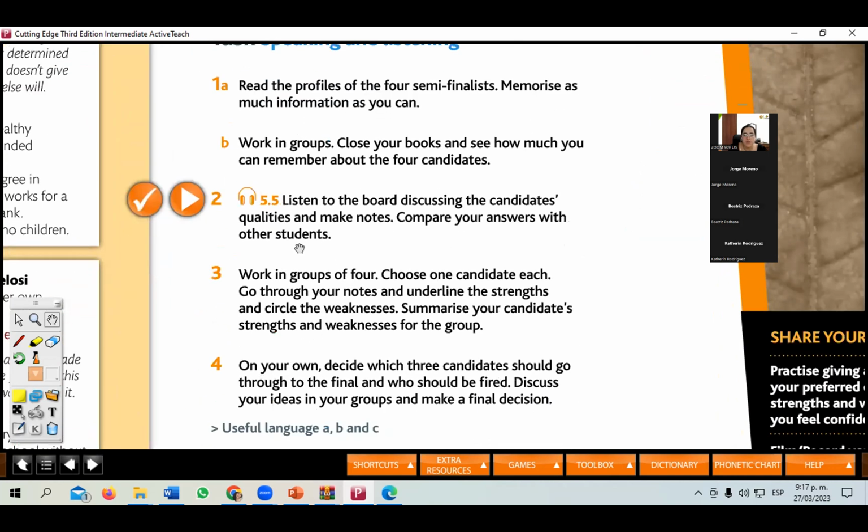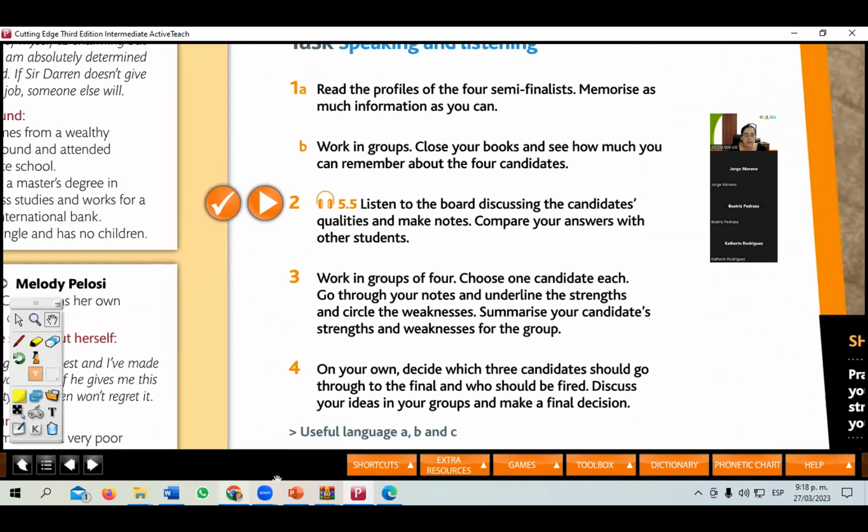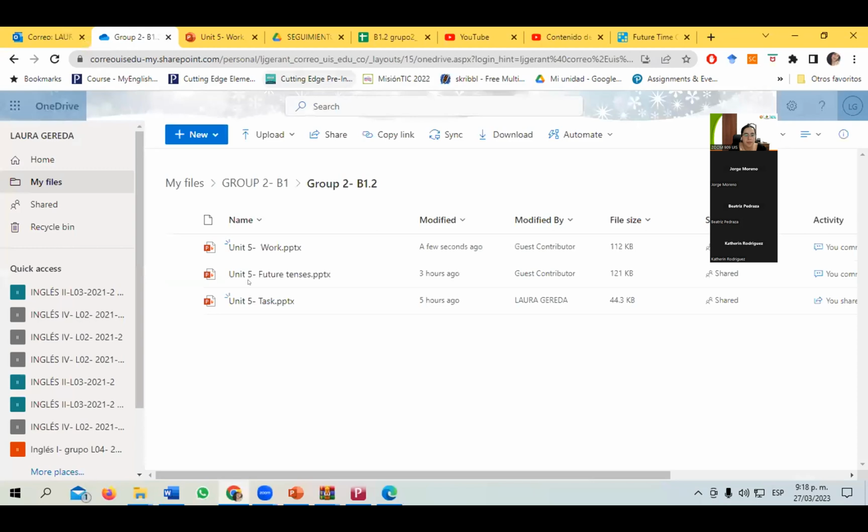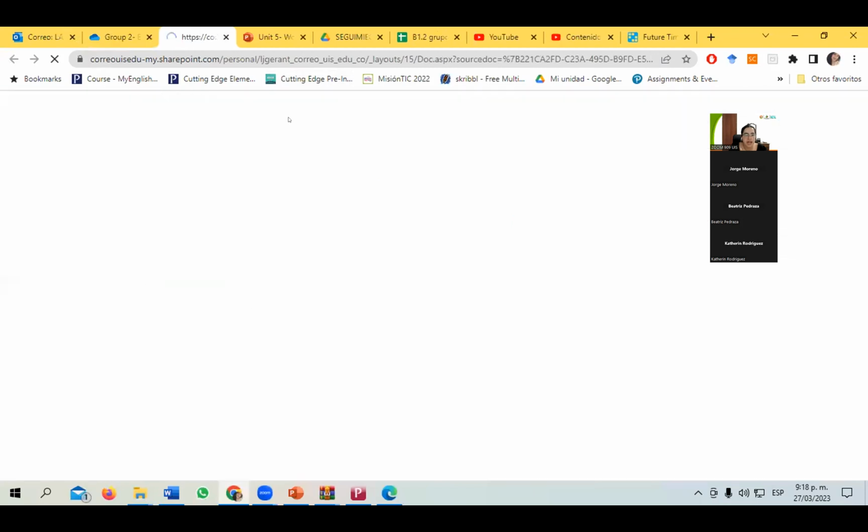So we're going to start working in groups. First, we have a group of 4. Each student will have 1 candidate. Then you will underline or write the strengths and weaknesses for each candidate. So let me show you where you are going to do this. Here in the task.